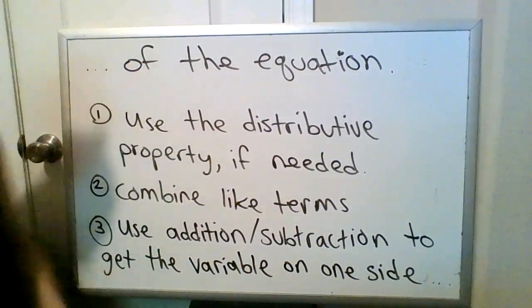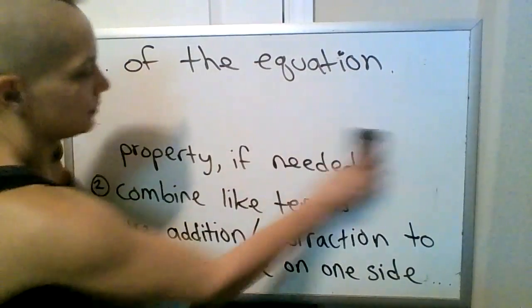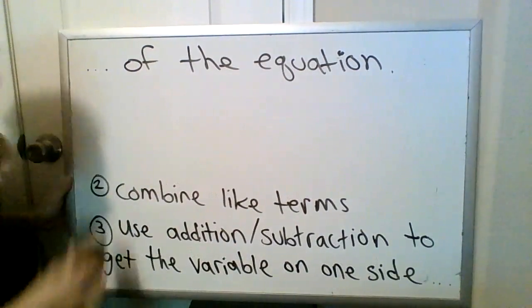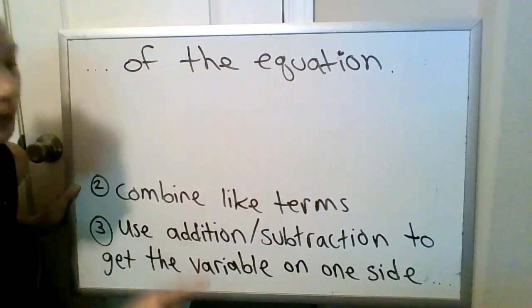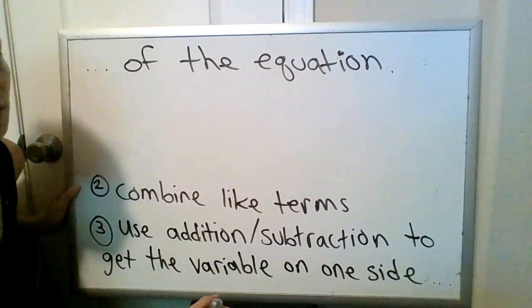And if you do this next step where you multiply or divide to isolate the variable, do it to both sides of your equation.